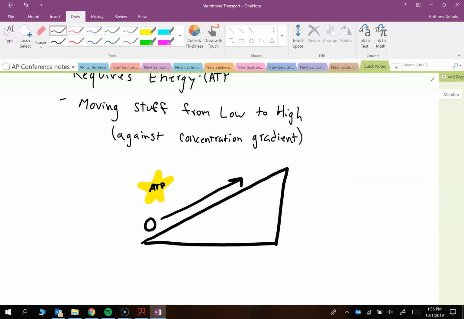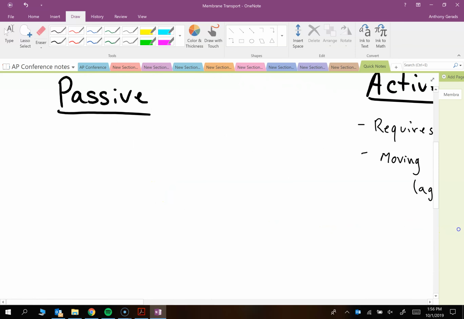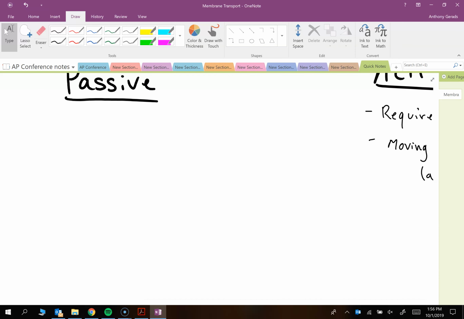Okay. That's everything with active transport. We're going to talk about that more at a later date. But now we're going to focus on passive transport. So if passive is the opposite, what do you think passive is in terms of energy? Does it require it or not require it? No energy required.